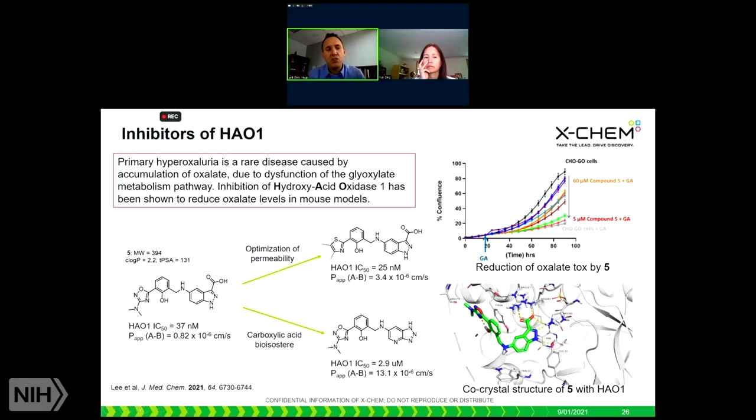We did a few rounds of optimization on this. We wanted to improve permeability. As you can see, initial permeability was quite low, 0.82. We came out with this thiazole compound that had improved permeability as well as maintaining the potency that we were looking for against HAO1. We also looked to see if we can replace the carboxylic acid. Most of the known inhibitors of HAO1 have a carboxylic acid or a very acidic group that binds in the pocket. We're hoping to try to avoid that just for further development reasons. We came up with another compound, this azabenzotriazole compound. It was much weaker, but still had some good permeability.